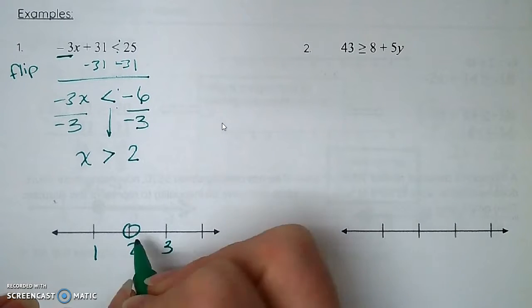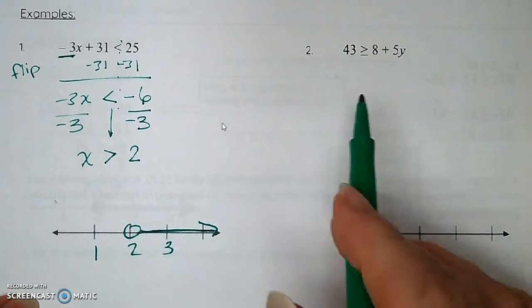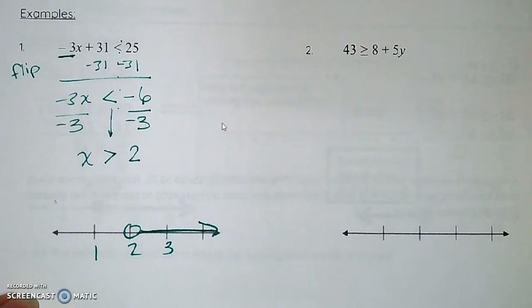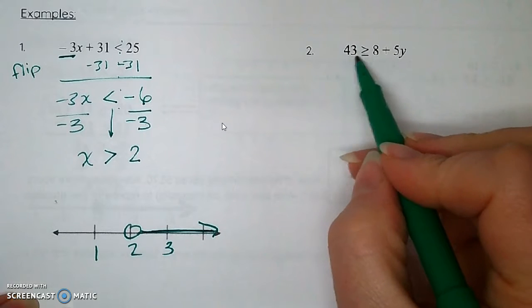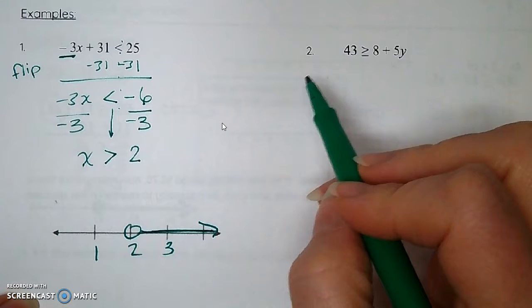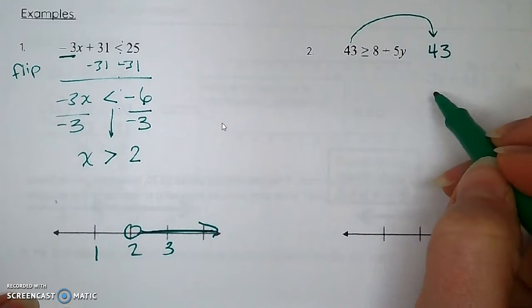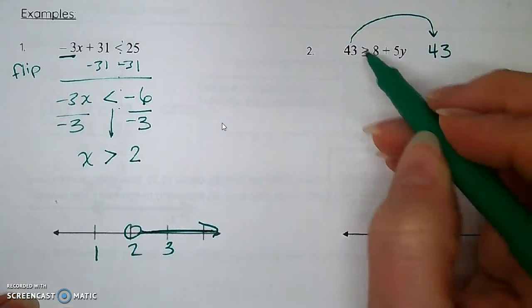Open circle, and this time it's greater than, so it's going that way. This one over here also presents a special kind of situation. We typically want the symbol and the number by itself to be on this side and the variable to be on the left. When I move that over, we've done this with equations.